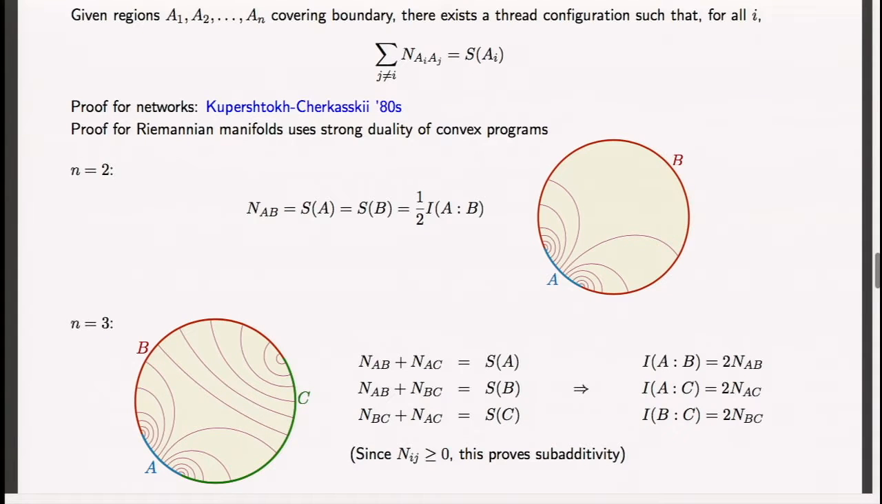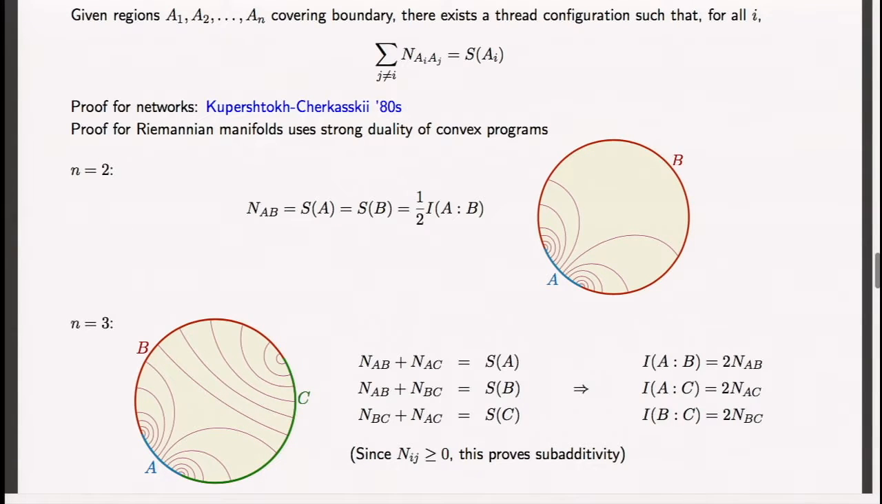So you manage to saturate that inequality. Not only do you manage to saturate that inequality, but you also saturate the corresponding inequality for B and for C. So this amazing thread configuration calculates for you all of the entropies. This one thread configuration, okay?